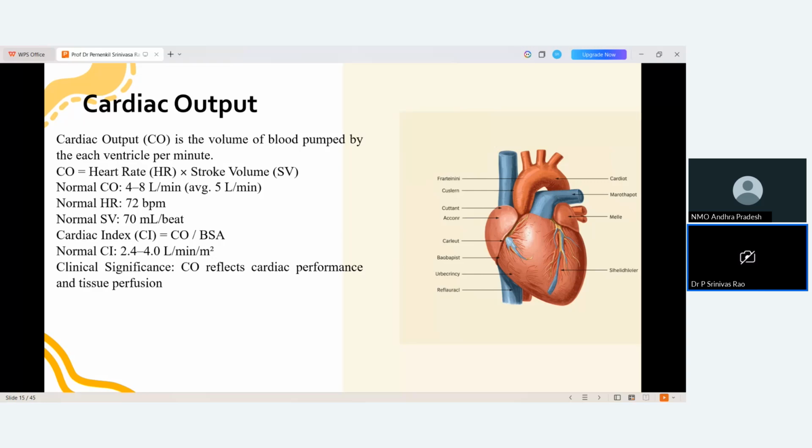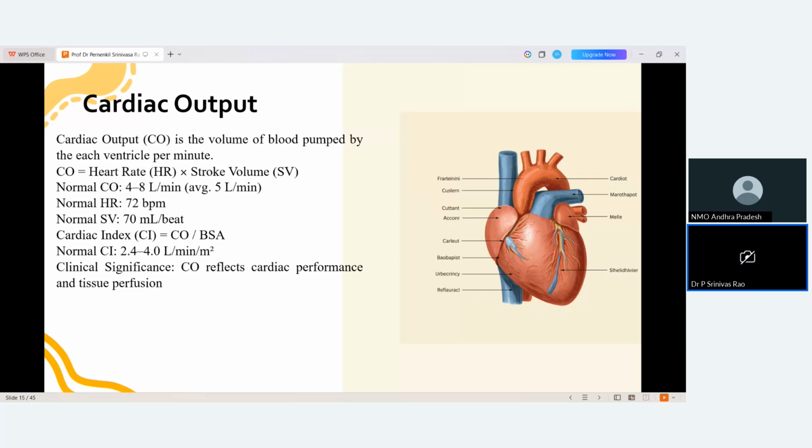Normal cardiac output is 4 to 8 liters, average about 5 liters. Normal heart rate is 72 beats per minute. See this also in the exam. Remember, if someone asks you what is the normal heart rate, don't say 72 per minute. Understood? That is there in your intermediate. But you have to tell 60 to 100 beats per minute. So write down. Because if it is below 60, it is called bradycardia. If it is above 100, it is called tachycardia. So someone asks you in medicine, what is the normal heart rate?